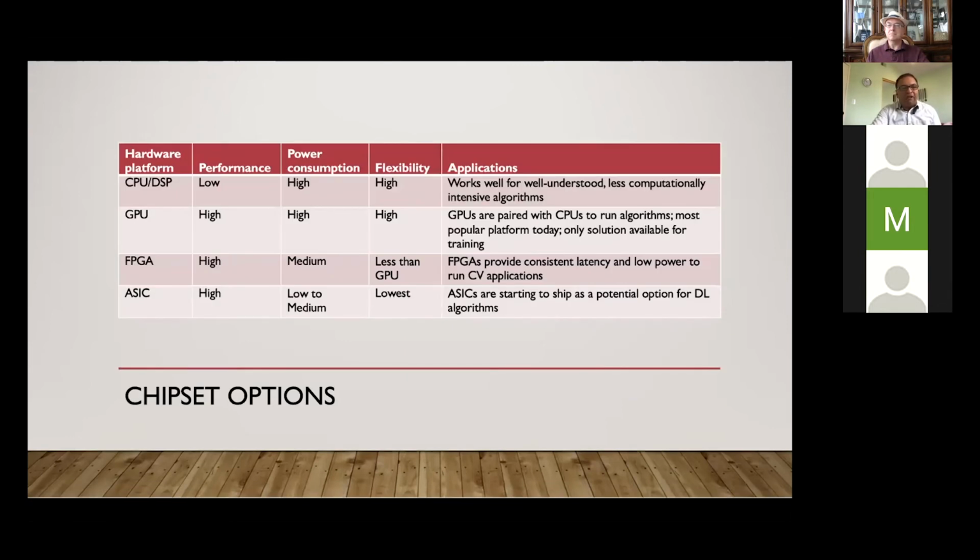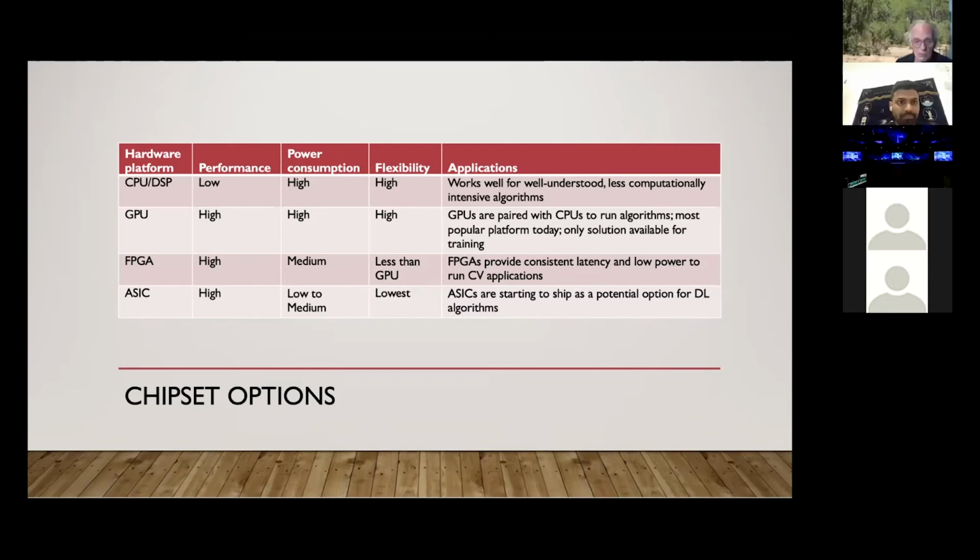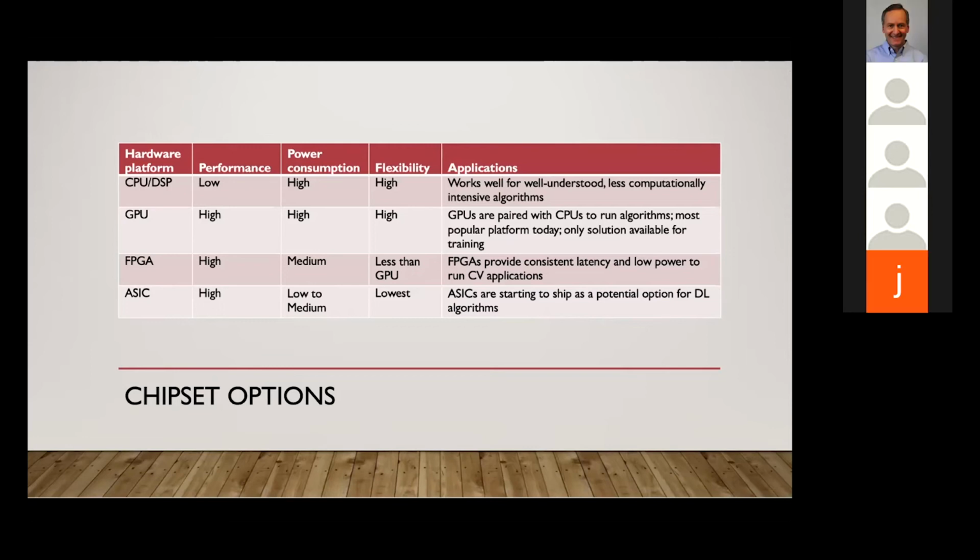And since we talked about vision, I thought I would throw in a slide about chipsets. There has been a lot of noise being made by all these chipset companies. All kinds of architectures are emerging. These are four prominent architectures that are out there: CPU and DSP, GPU, FPGA, and ASICs. CPU, GPU, and FPGAs have been there for a long time. All of them are customized or enhanced, if you will, to run vision and AI applications. And each one comes with its pros and cons.